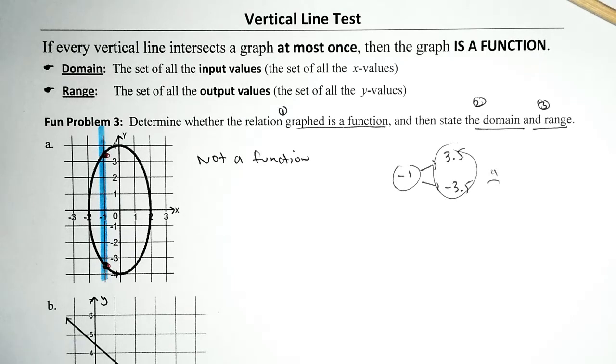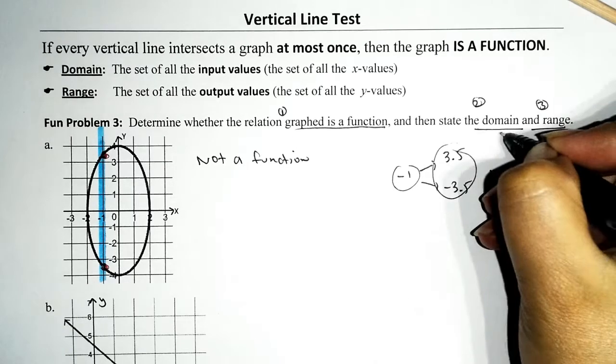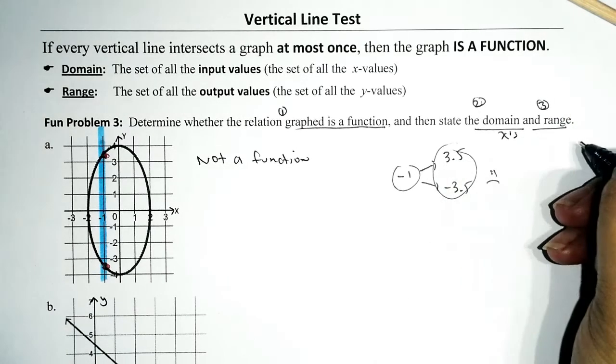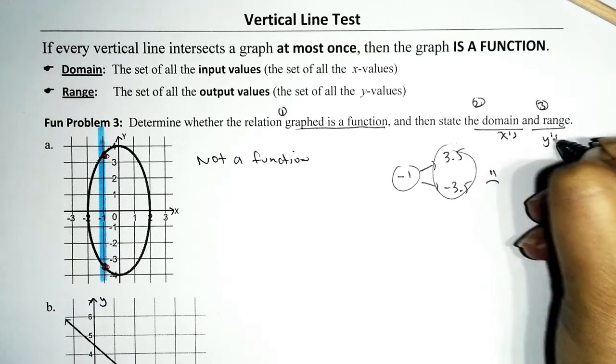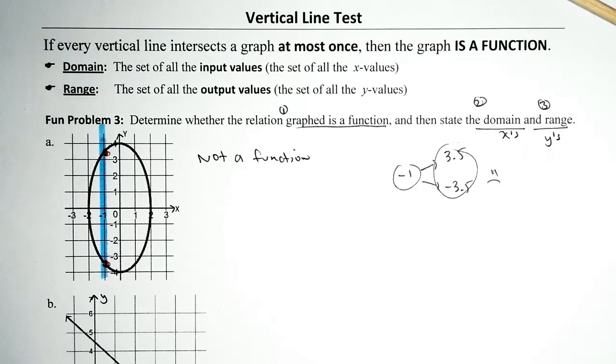All right, now what is the domain? The domain is the set of all the input values, or all the x's. The range is going to be the set of all the output values, or the y's. Now in this case, we have a graph, so we may write the elements of the domain and range slightly differently.